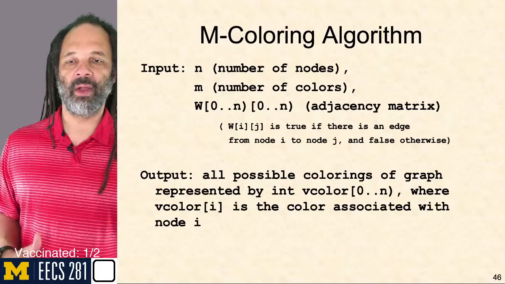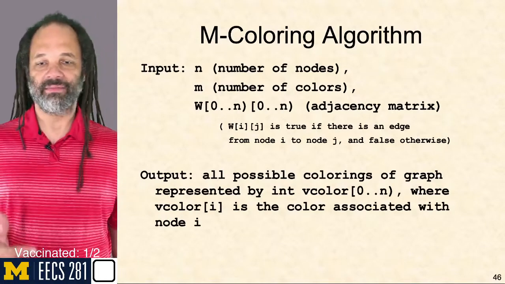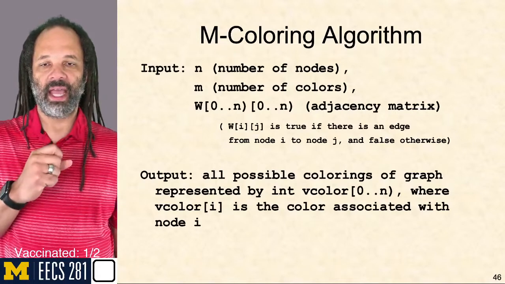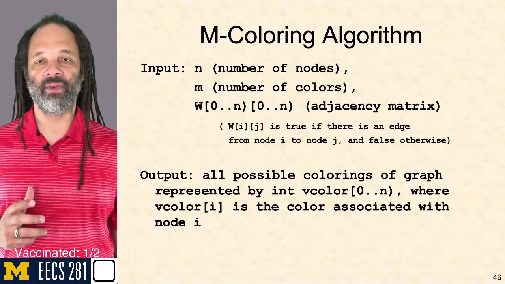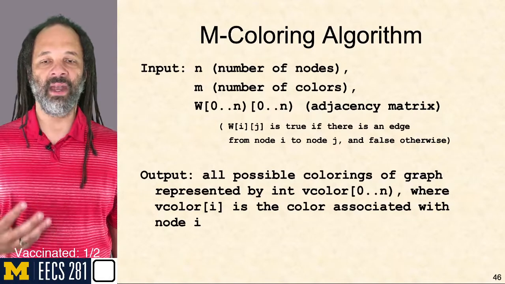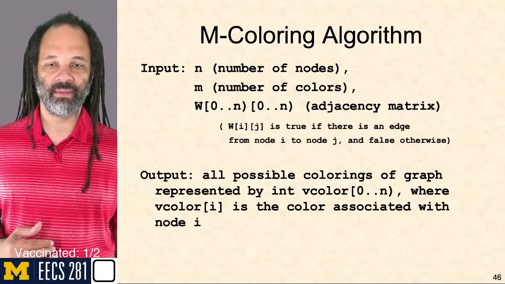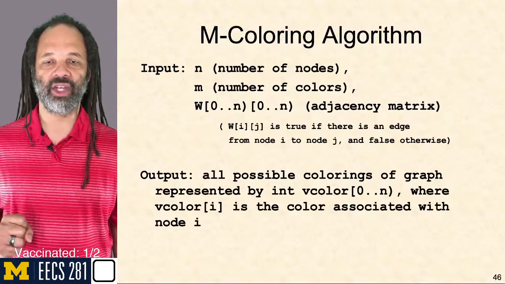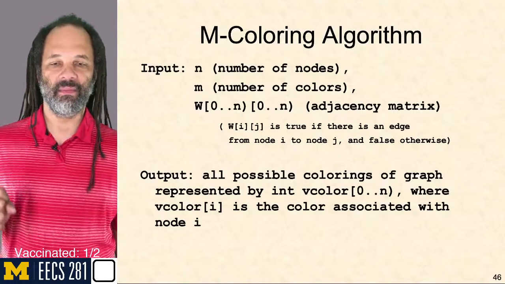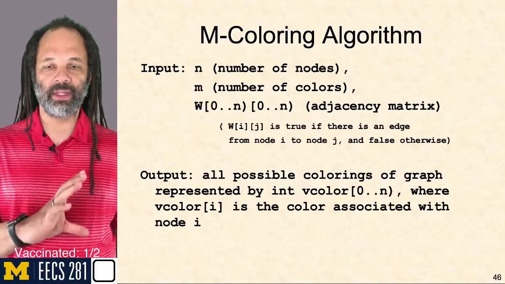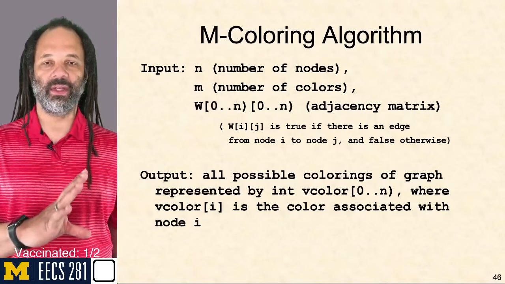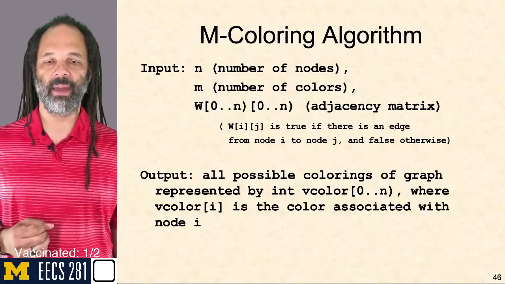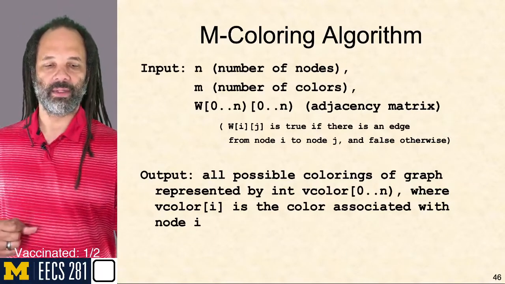So here is my M coloring algorithm in pseudocode. I've got N nodes, M colors, and then I've got this adjacency matrix that tells me of these N nodes, which ones are next to each other. So in this adjacency matrix, I've got true if there's an edge between I and J, and false otherwise. The output is going to be all possible colorings. So we may have more than one way to color this map, and this will print them all.